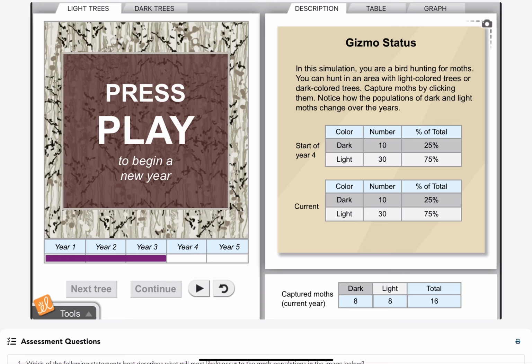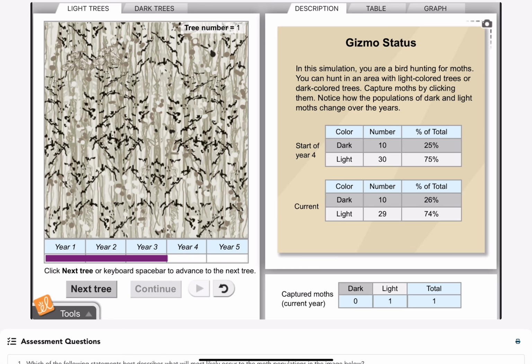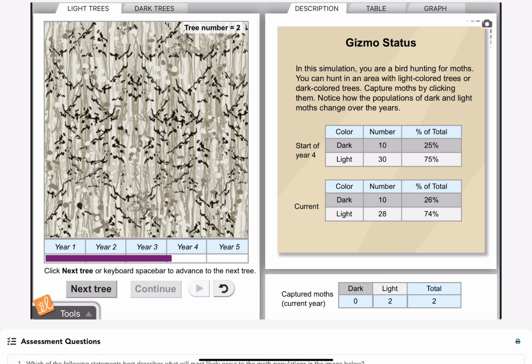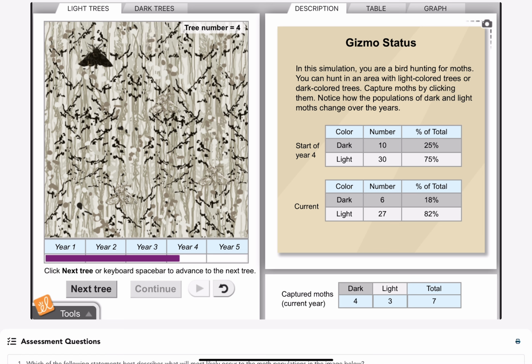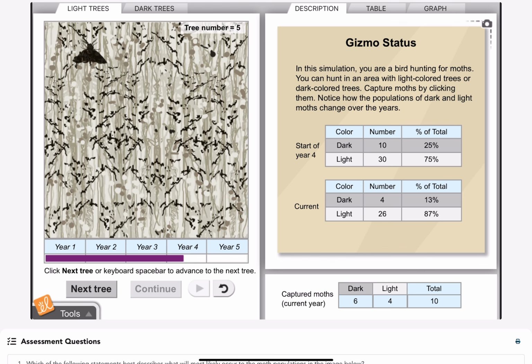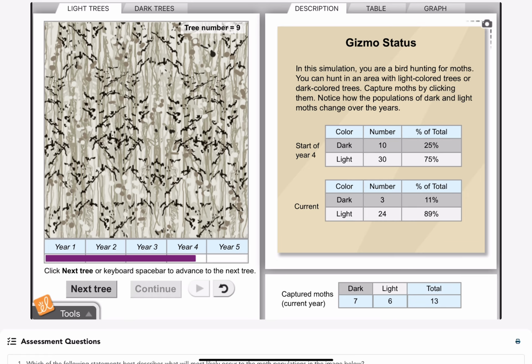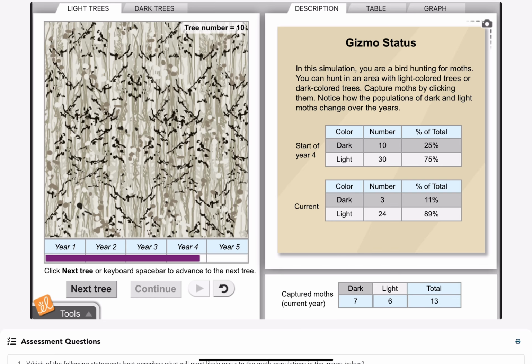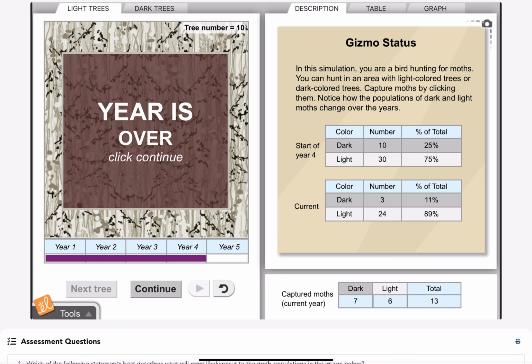Let's start again. This is one of the best labs out there because it's so fun. You can kind of get the feeling of becoming a bird, in a sense. It's like the choices that birds make as they go hunting. They're like, okay, which place do I go to and which moth do I eat? They have some fun tools here, although I didn't mean to click them. And we have 3 dark moths left and 24 light moths left.